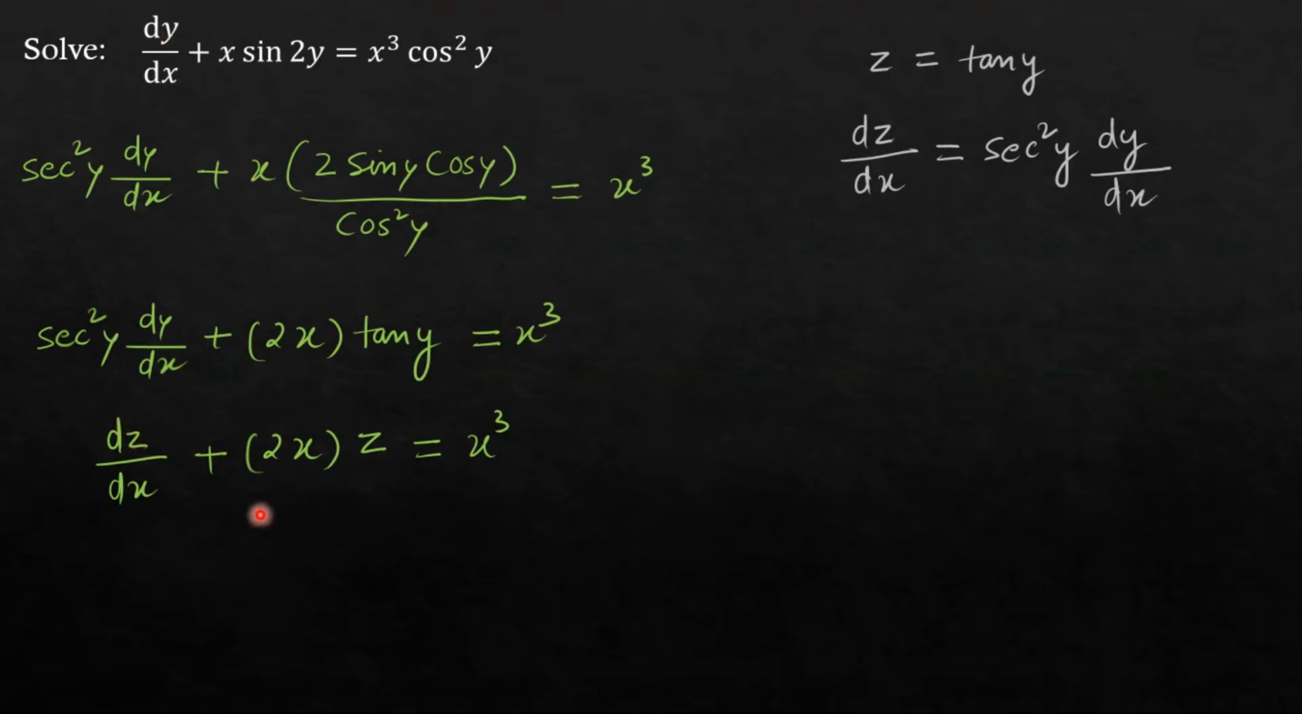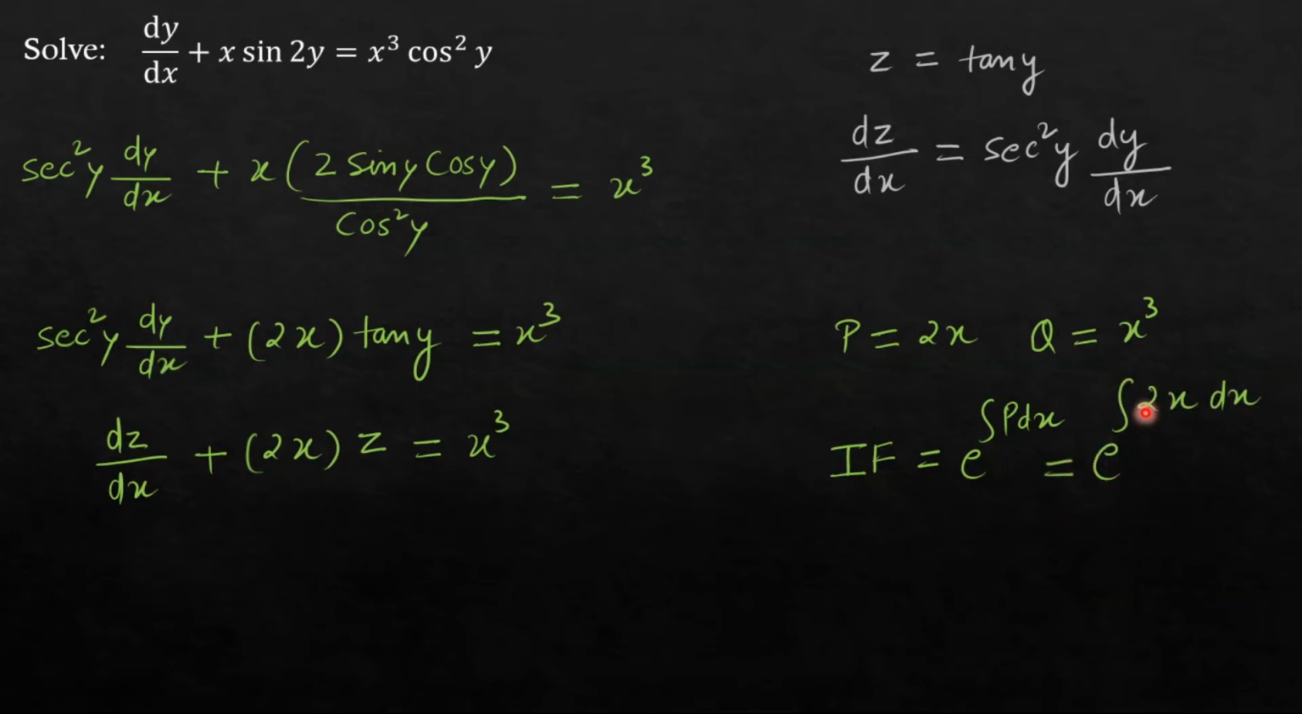Now what about the value of p? The value of p is the coefficient of z, that is 2x. So the value of p is 2x and the value of q is x cube. Now what about the integrating factor? It is given by e raised to the power integral p dx. Put the value of p, you will get e raised to the power integral of 2x dx, and the integral of 2x is x square. So we get the integrating factor as e raised to the power x square. This is my integrating factor.